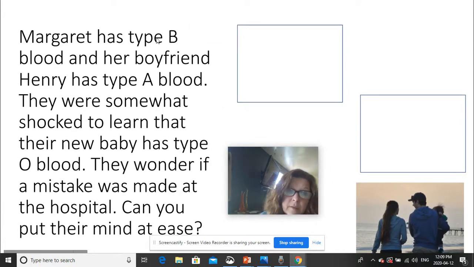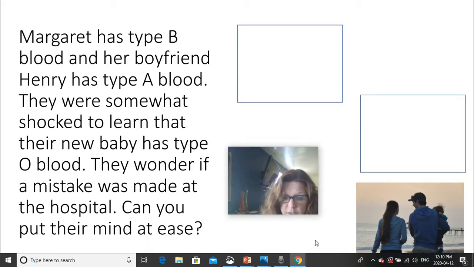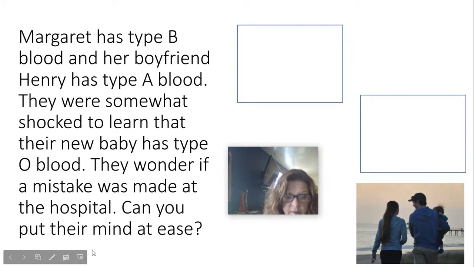Okay, one more problem. So in this one, Margaret has type B blood. We don't know if she's homozygous or heterozygous, and her boyfriend has type A blood. Again, we don't know if he's homozygous or heterozygous. They were somewhat shocked to learn that their new baby has type O blood. They wonder if a mistake was made at the hospital. Can you put their mind at ease? So let's try. So the first thing we might want to do is start on a Punnett square.